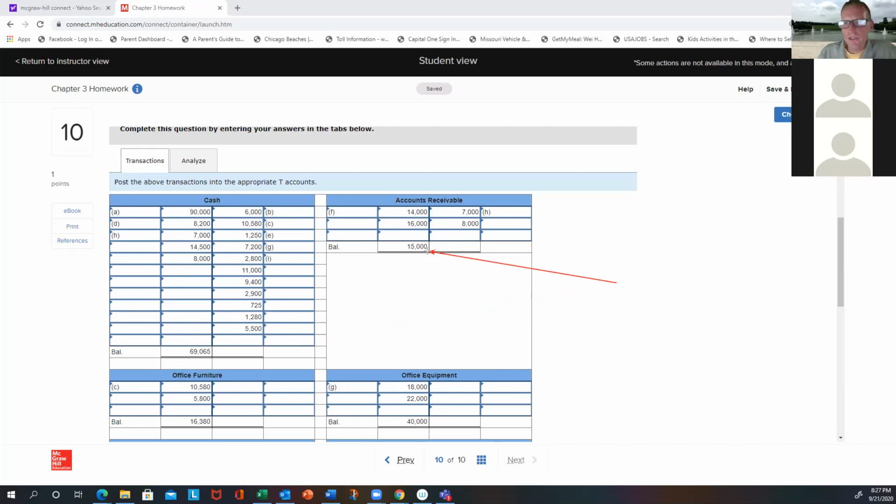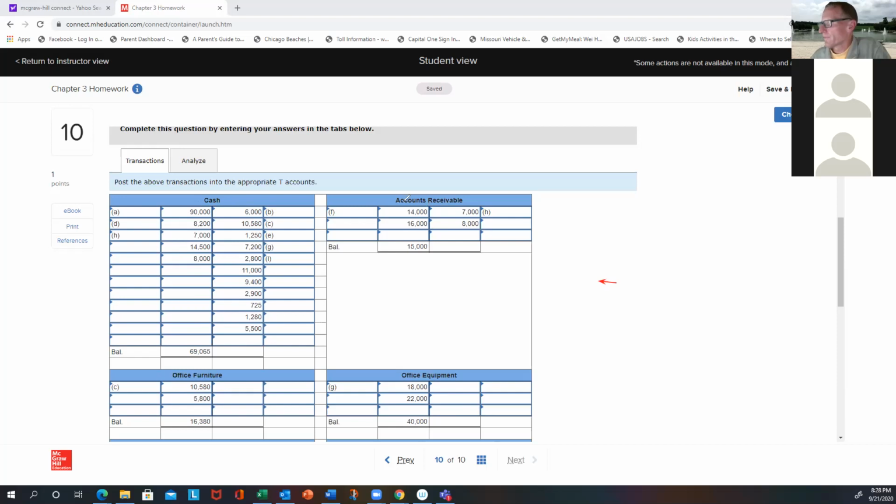They did all the math for you. And before I leave this problem, I want to make sure you know how to get an account balance. Let's say you had to do this on the exam, and they didn't give you that account balance. You may have to calculate it manually, so make sure you know how to do it. So let's just look at accounts receivable. We've got two debits and two credits, and they're showing a balance of 15,000. So again, let's go back and show you how they came up with that.